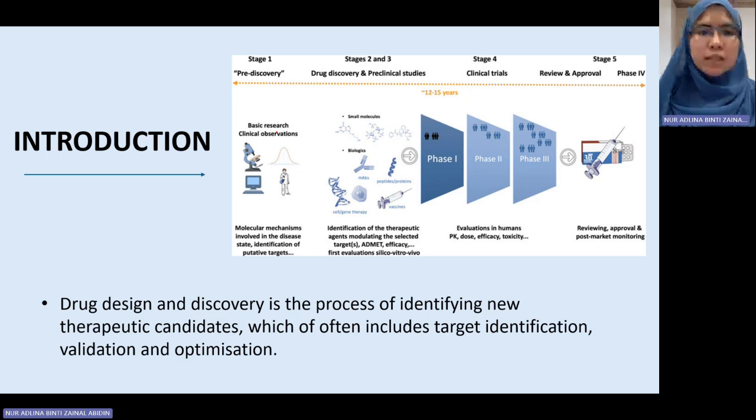Moving on, drug design and discovery is basically the process of identifying new therapeutic candidates for the treatment or prevention of a specific condition or disease. The process of drug development is both complex and tedious and is summarized in the diagram above. The initial step of this process is the identification of a specific molecular mechanism that is found to be associated with a specific condition or disease, followed by identification of the target.